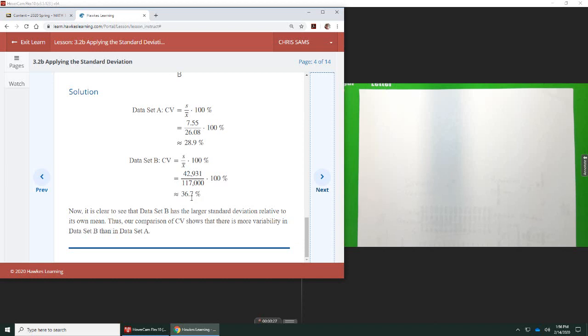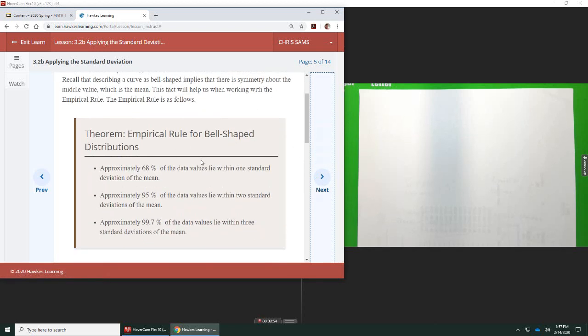And usually more variability is a bad thing. We want less variability. Like we want to be consistent. Okay, more variability says that you're inconsistent. Less variability says you're more consistent. And we want consistency here. So A would be the better choice if you're looking for less variability.